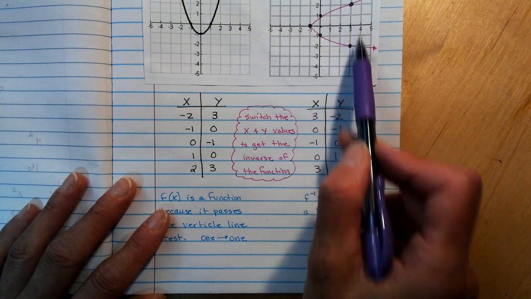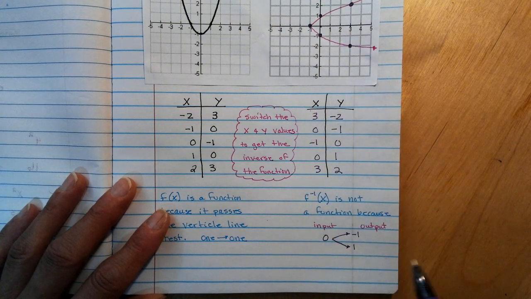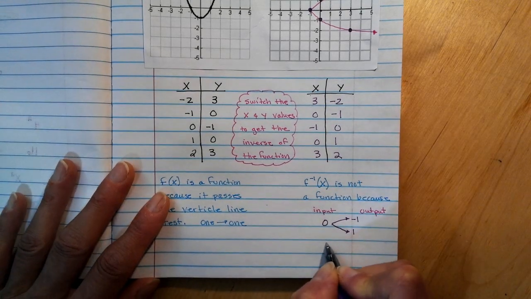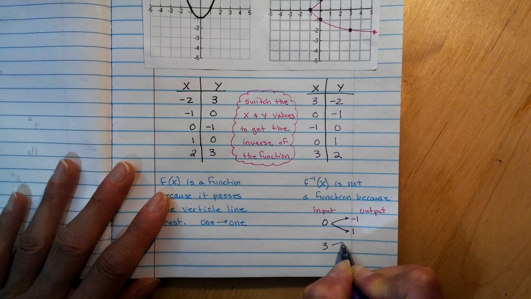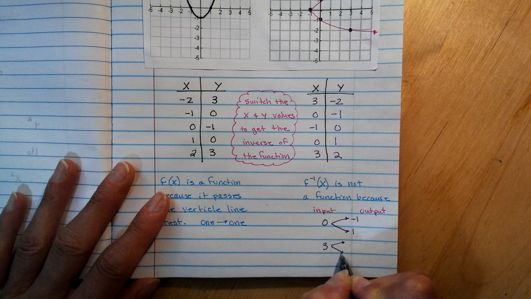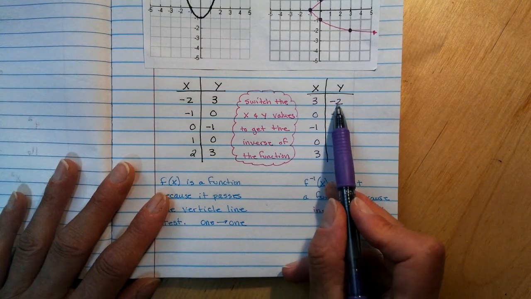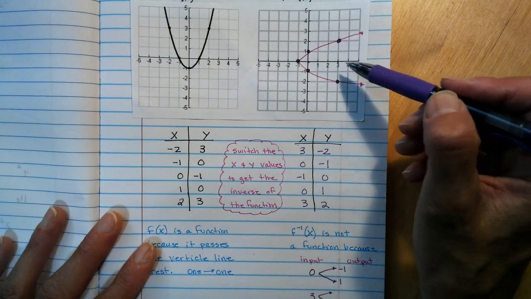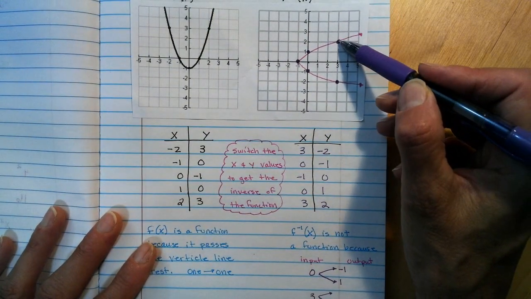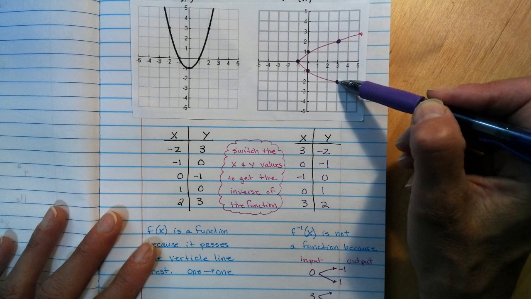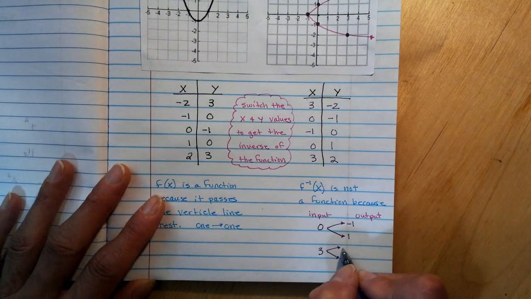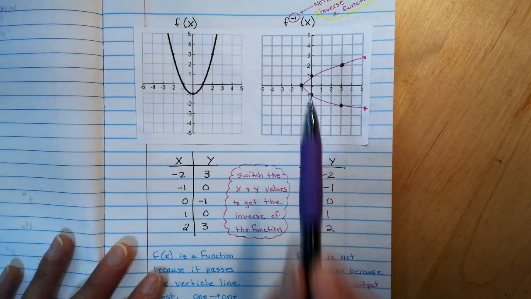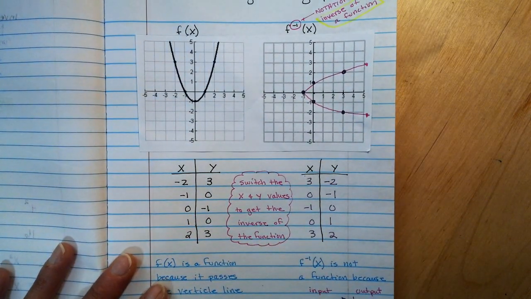The other place where I clearly can see this is at 3. When my input is 3, I'm actually getting 2 outputs. I get an output of -2, and I get an output of 2. Here you can see where my input is 3, I get an output of 2, and I get an output of -2. So that's why the inverse of the function is not a function.